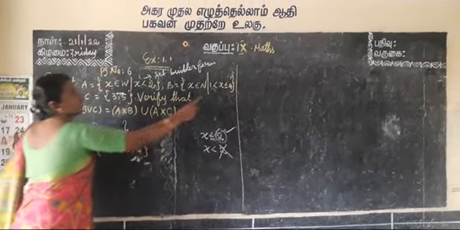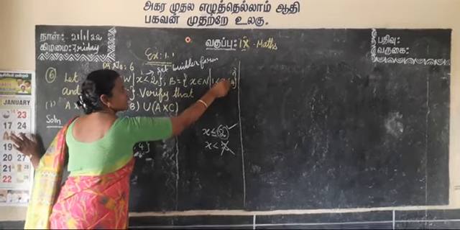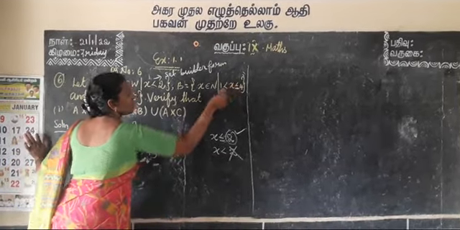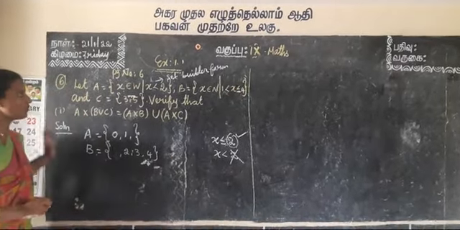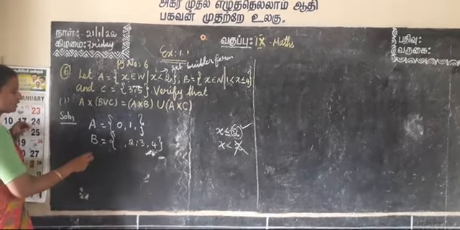And then here, do we take 4 or not? They have given the symbol less than or equal to 4. So they have given the equal symbol, so you have to take 4. Clear here? So what are the elements of B set? 2, 3, 4.